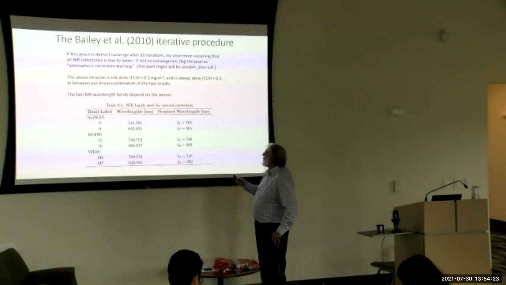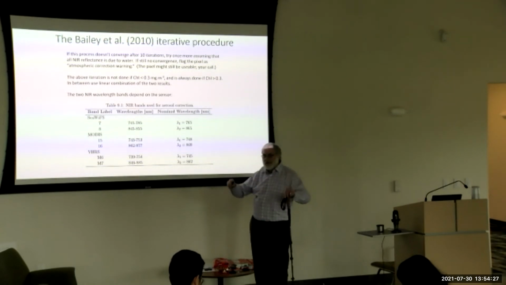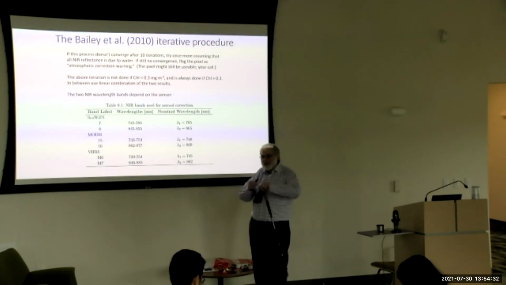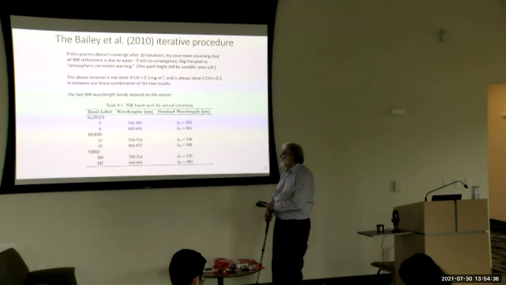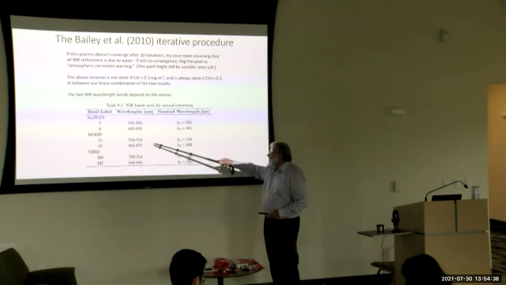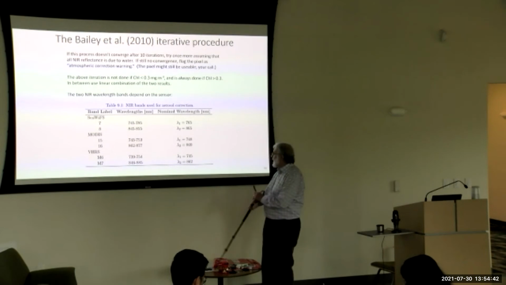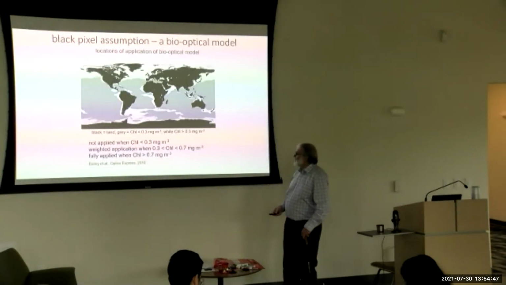In between 0.3 and 3, they will do the correction, and they'll do both the black and the non-black pixel assumption and interpolate in between. And the different sensors, of course, have slightly different wavelength bands that they use for these two near-IR bands. So there's just what those are.